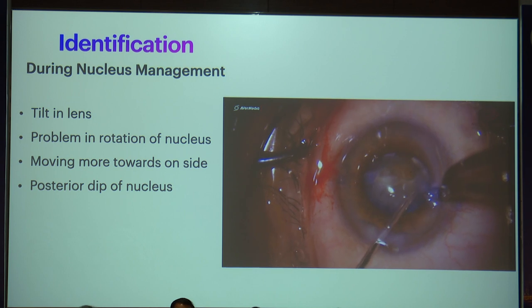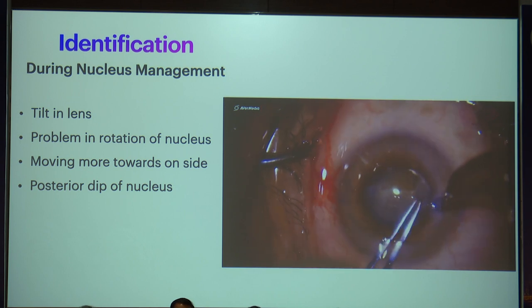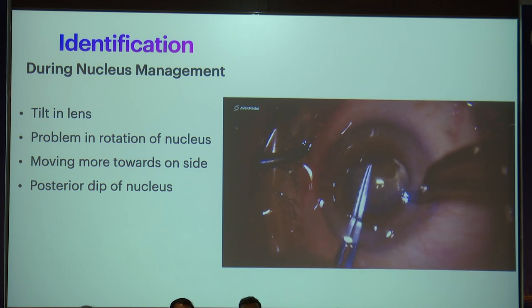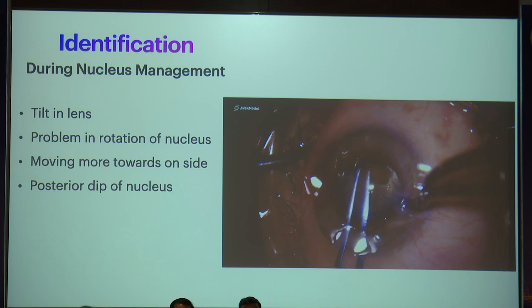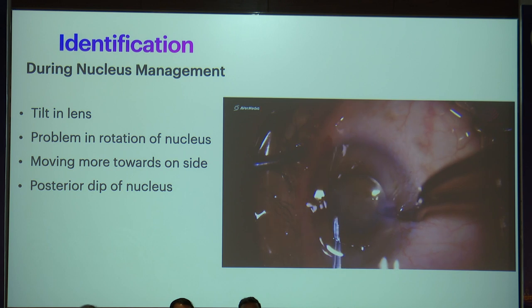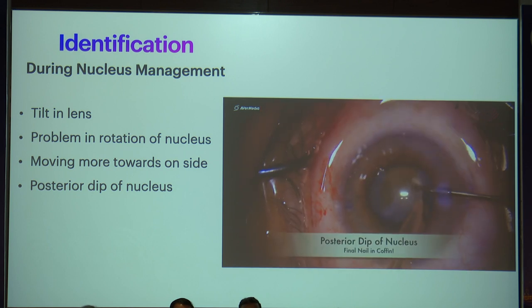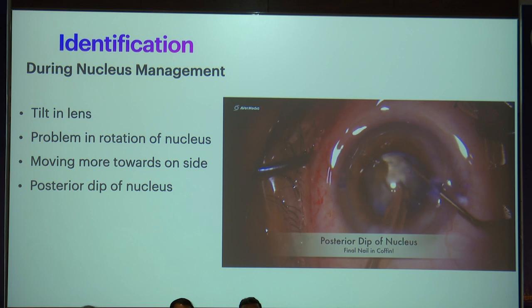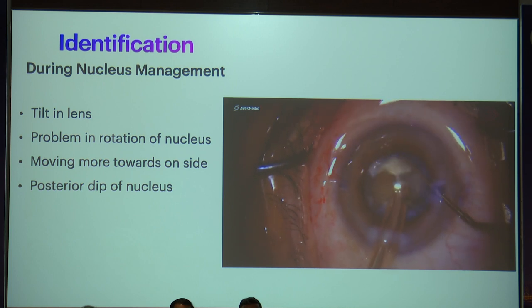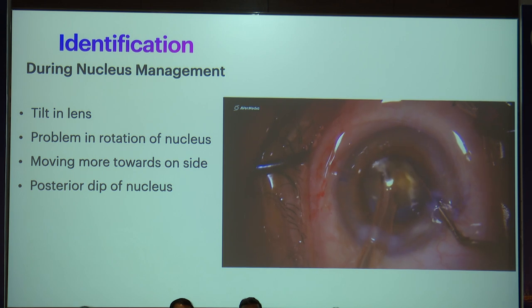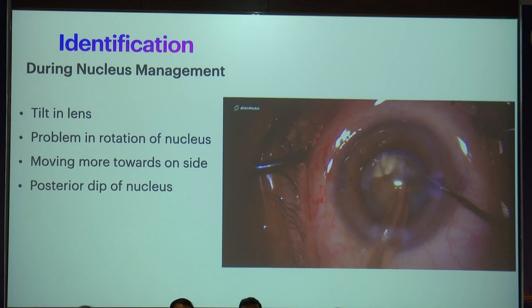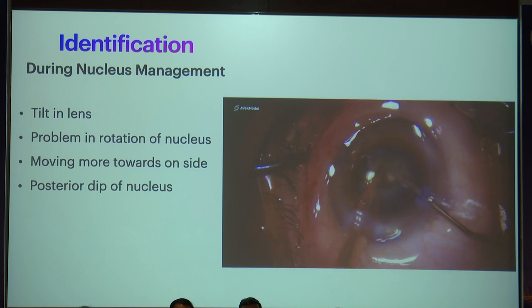And this time I tried enlarging the rhexis margin, but probably it was too late by then. And then again, the next sign you see is the posterior dip of the nucleus. So it is quite obvious that such a whole nucleus with a PC defect or zonular dialysis cannot be salvaged. But you have to keep trying till it goes.